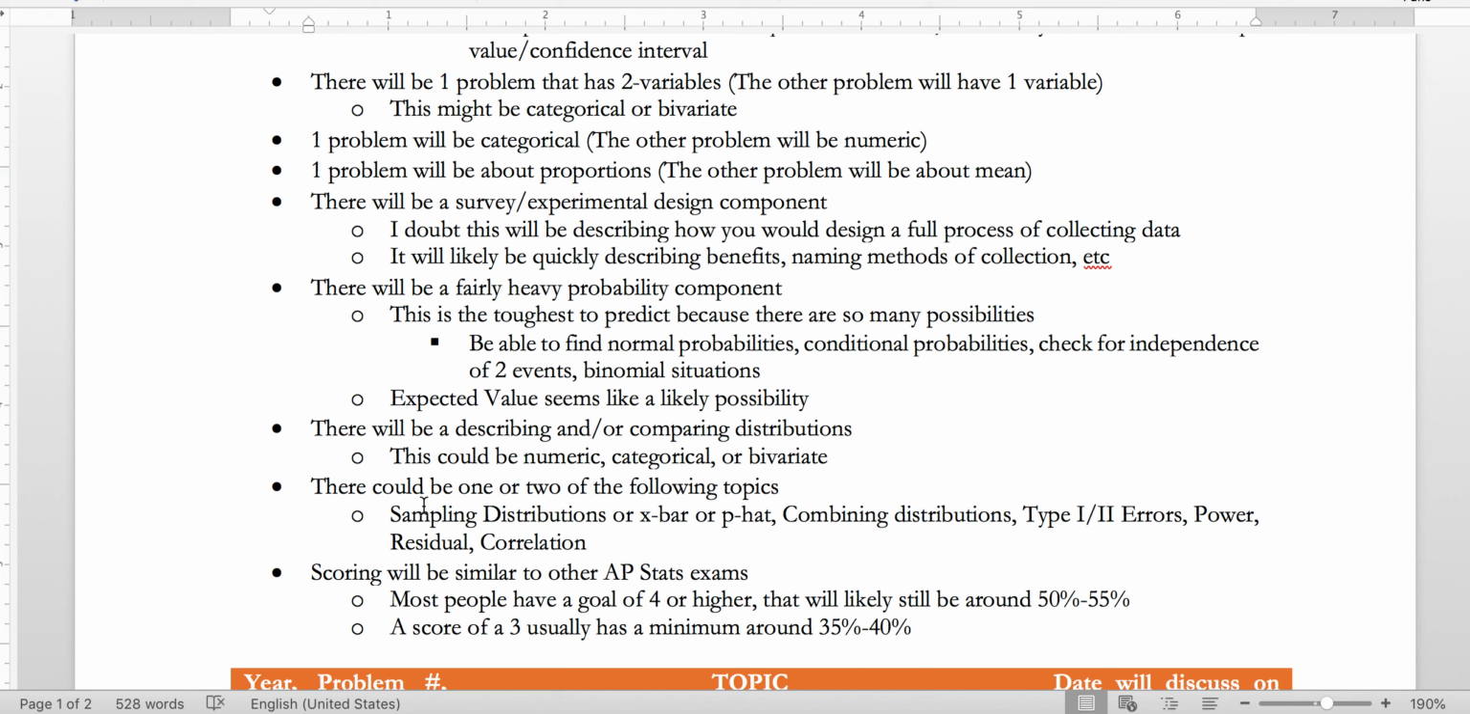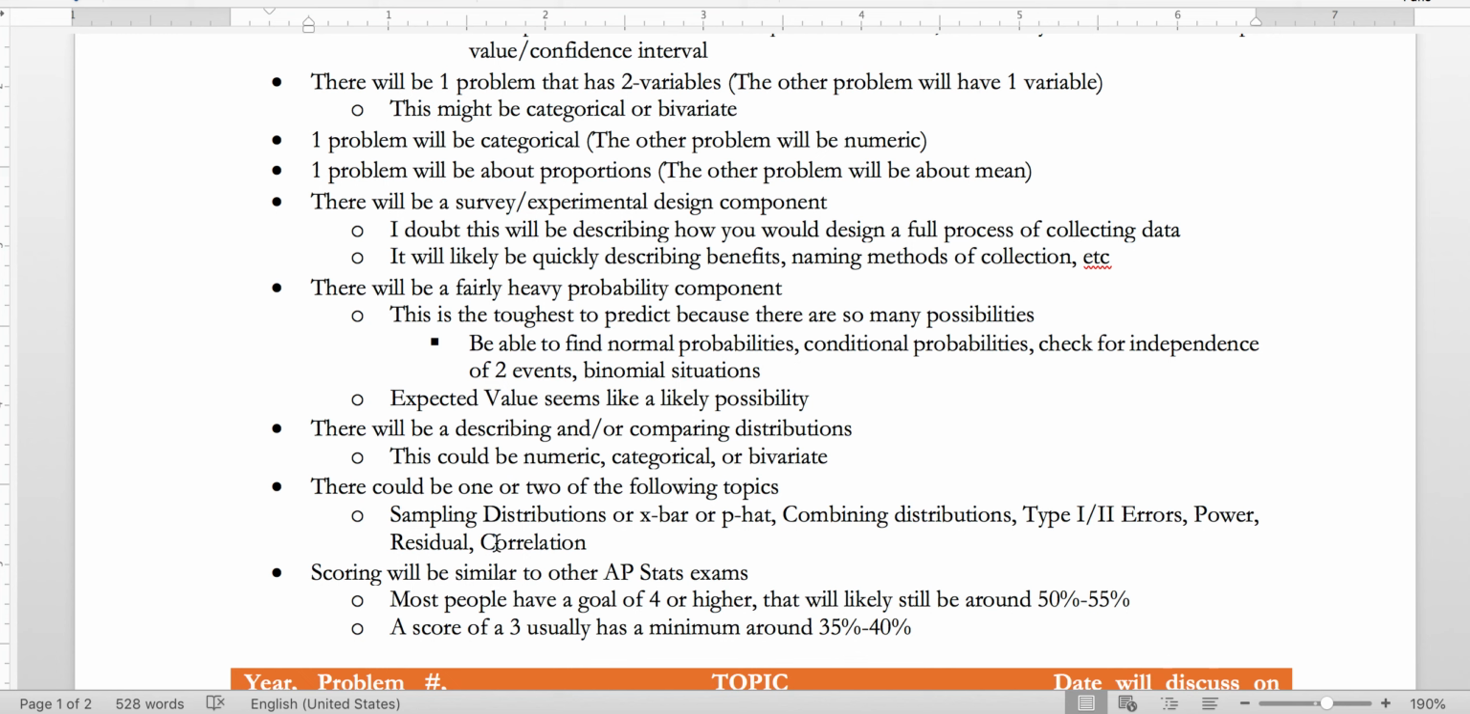And then just another quick list of other things. All of these topics definitely won't be on the test, but there's a really good chance that one or two of them will be. So just make sure that you're familiar with these. Sampling distributions, that could be for X bar or p hat. You might have combining distributions. You've got your errors, your power. Maybe it's a residual or correlation from the bivariate data. I wouldn't expect all of those things at all, but I wouldn't be surprised if there's one or two of those topics.